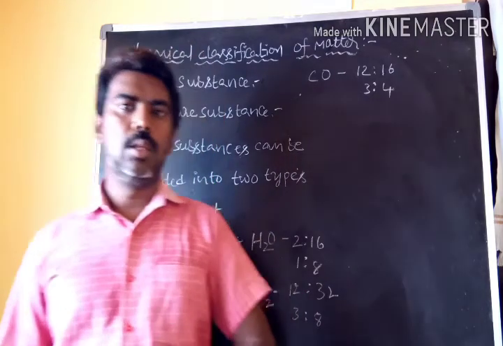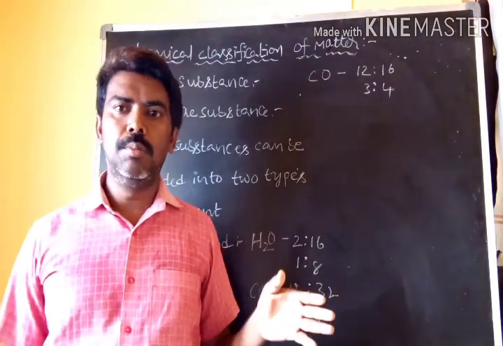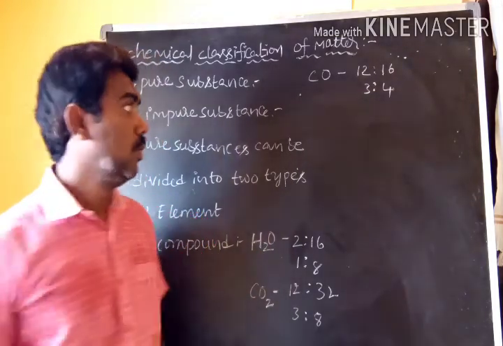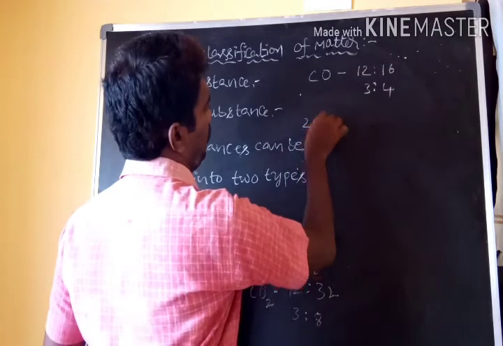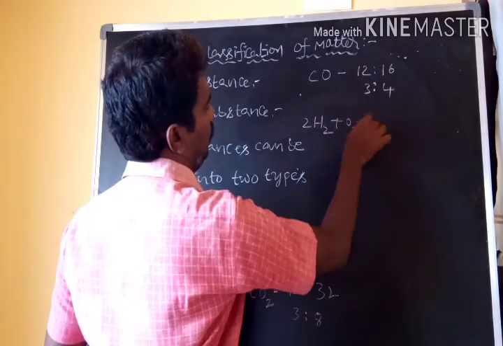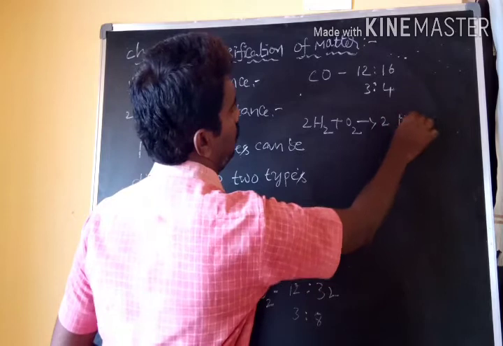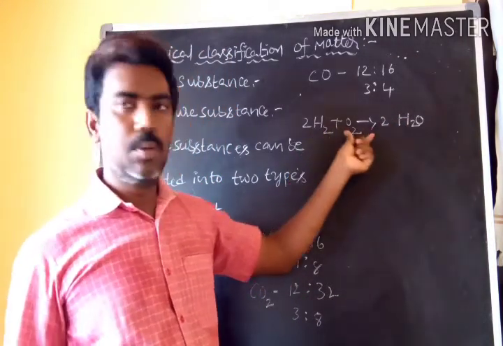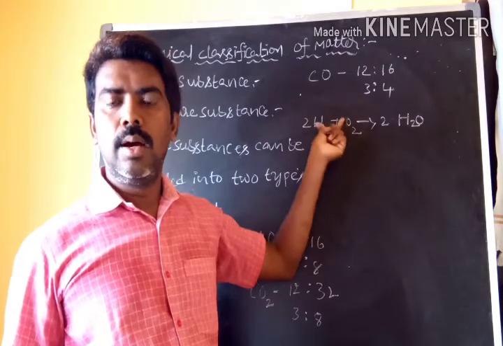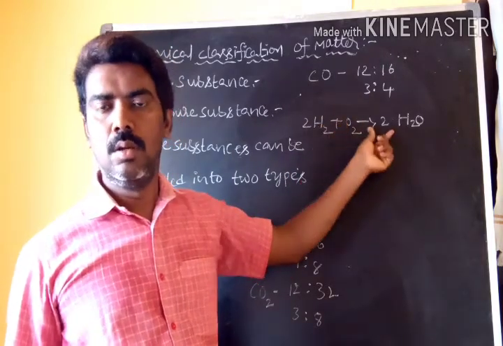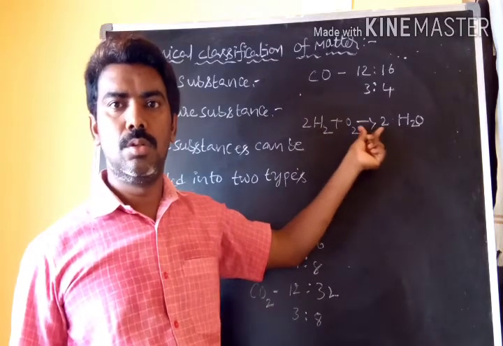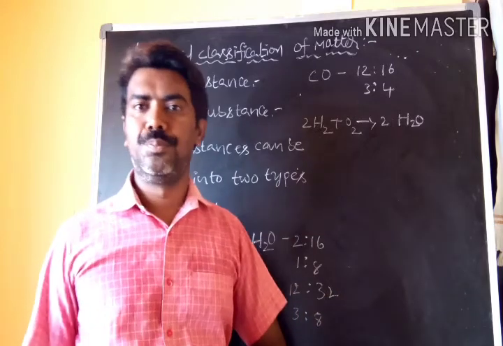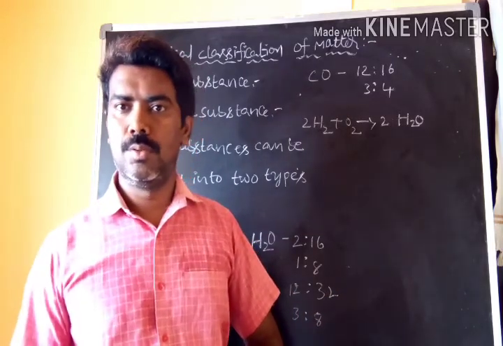Okay, now. The properties of the initial elements are lost after the formation of a compound. For example, two molecules of hydrogen react with one molecule of oxygen. It is converted into two molecules of water. The properties of hydrogen are different. The properties of oxygen are also different. Hydrogen is a combustible substance. Oxygen supports the combustion process. But water does not support combustion. It puts off the combustion process.